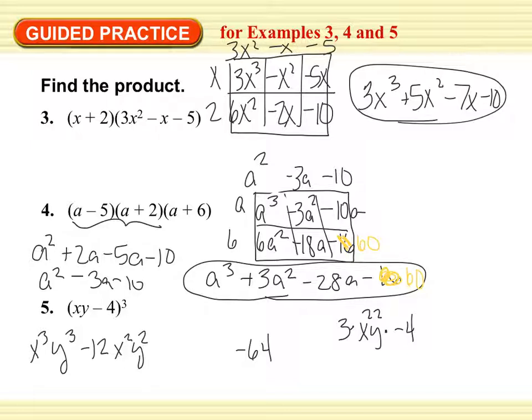And then I get 3 times the end squared times the beginning. So that's 4 times 4 is 16 times 3 is 48. There we go.